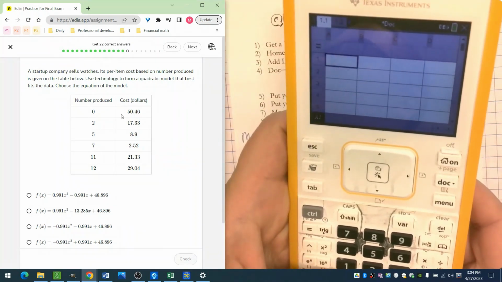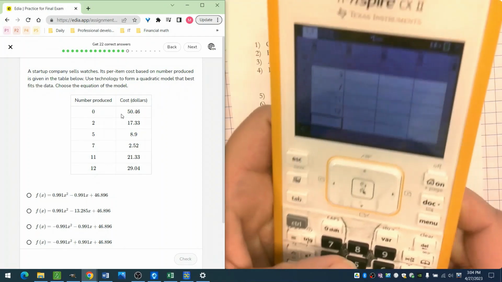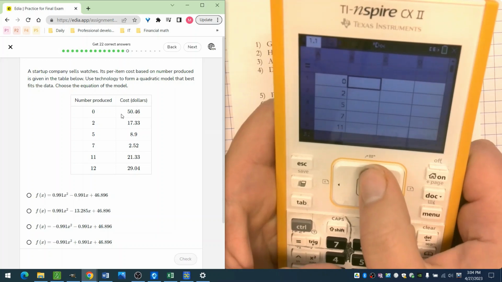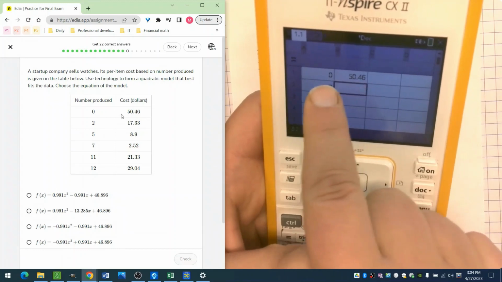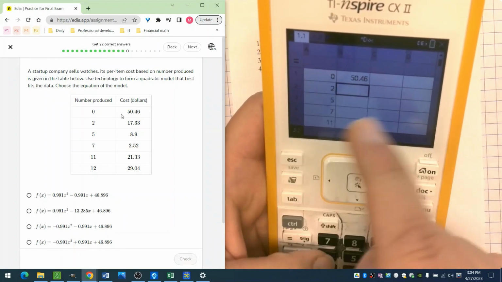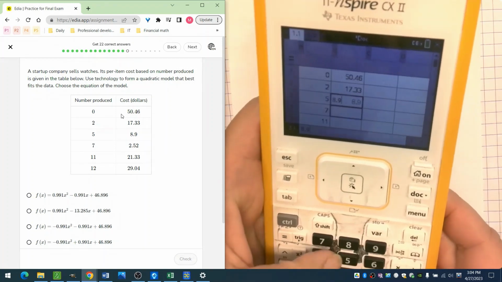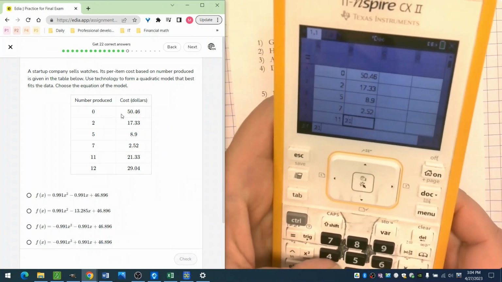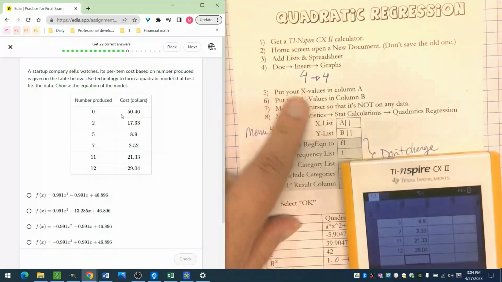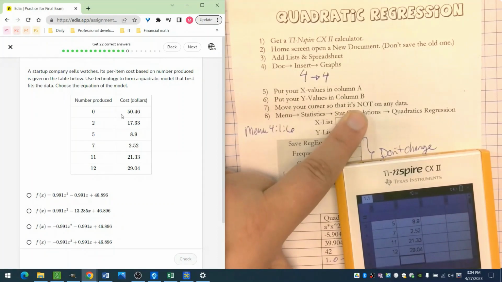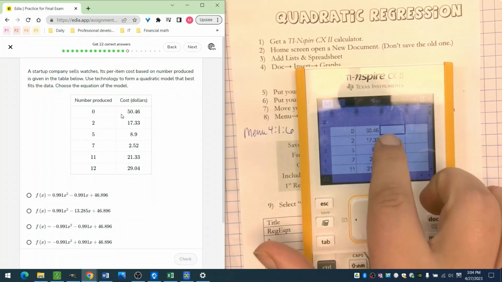Making sure that my X's are with the correct Y. I need to make sure that those are together. So the 0 and the 50.46 have to be at the same line. Okay. Put my information in. Move my cursor so it's not on the data. I like to put it so that it's at the top, right next to it.